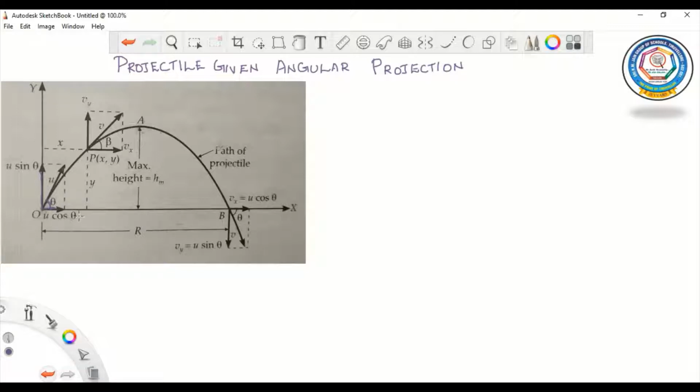Under the combined effect of these two components, the body follows the parabolic path, that is O, A, B. Now let us see the equation of trajectory of a projectile. The first thing we are going to discuss here is the equation of trajectory of a projectile.